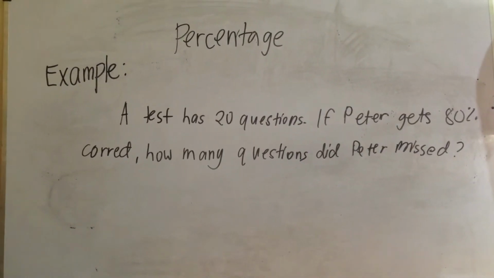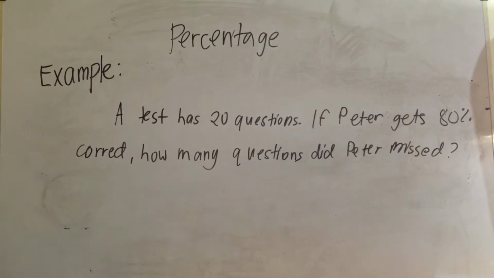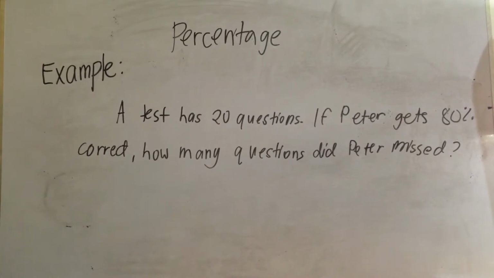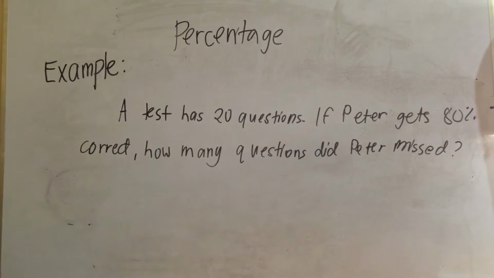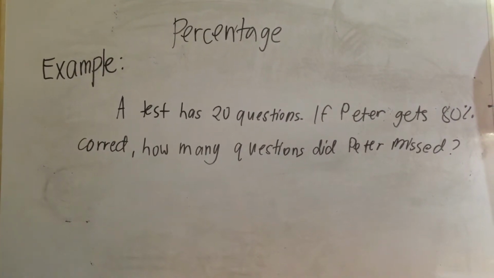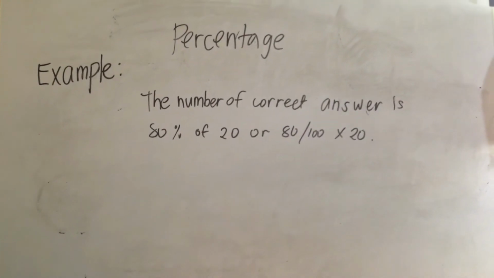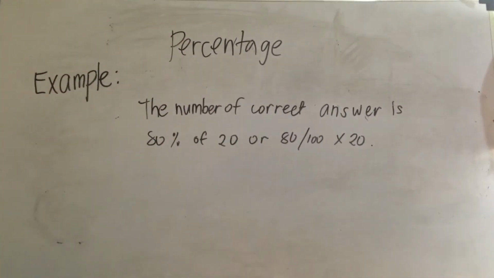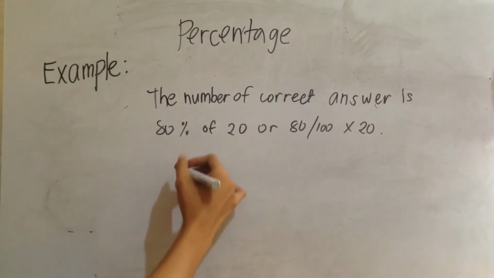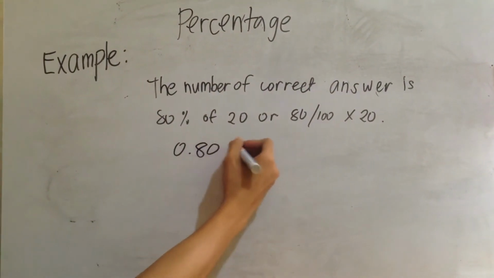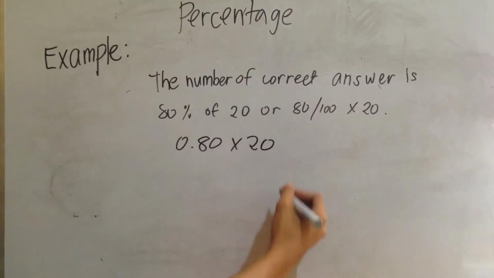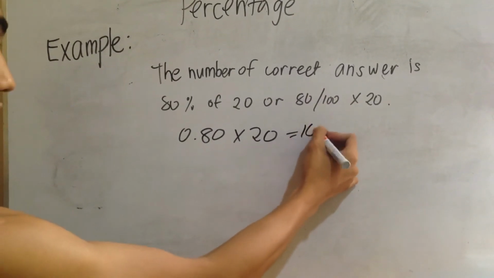So here's an example of problem solving involving percentage. A test has 20 questions. If Peter gets 80% correct, how many questions did Peter miss? So convert 80% into decimals, then multiply it by 20. So 0.80 times 20. So the answer is 16.